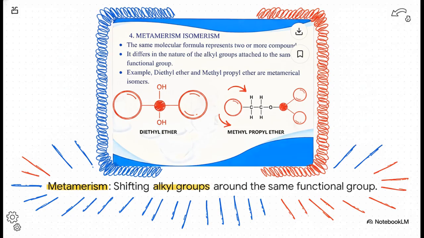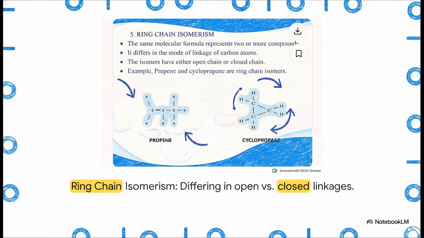With diethyl ether, we have 2 carbons on the left and 2 carbons on the right, a perfectly symmetric split. But with methyl propyl ether, we only have 1 carbon on the left of the oxygen and 3 on the right. The alkyl groups literally shifted their weight around, creating a metameric isomer. Now check out this dramatic leap.